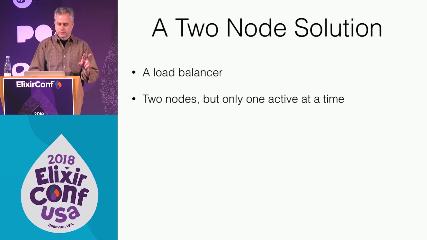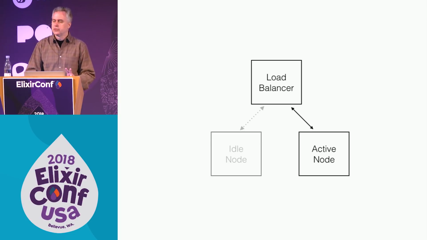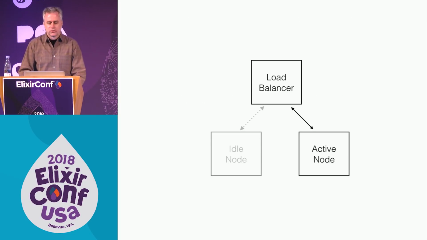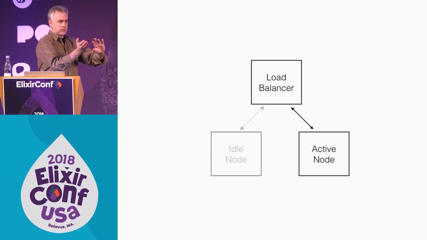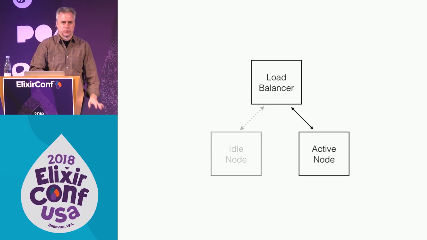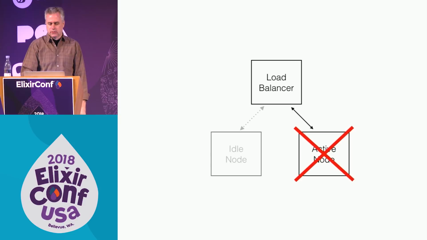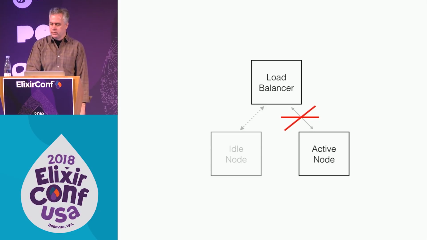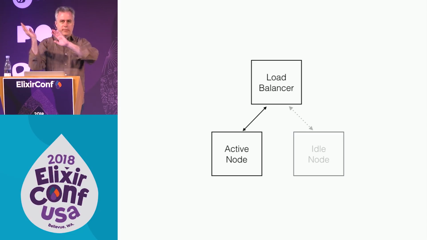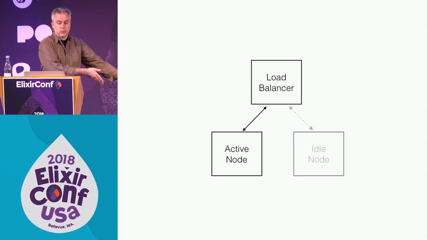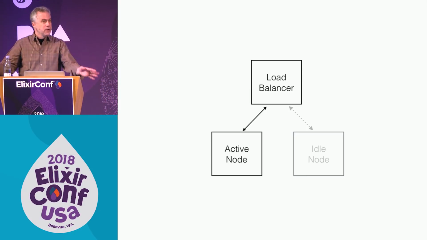And there are two versions of this. One's a two-node solution with a load balancer and two nodes. But the nodes are not connected. So we have a load balancer, and it shovels all the traffic at one node. And the other one is available, but completely idle. It's not taking any traffic. So now, if the active node goes down, or it can't be reached, the load balancer automatically takes all the traffic and sends it to what had been the idle node. And then it does whatever it needs to do with what had been the active node. Restart it, rebuild a brand new one from scratch, whatever.